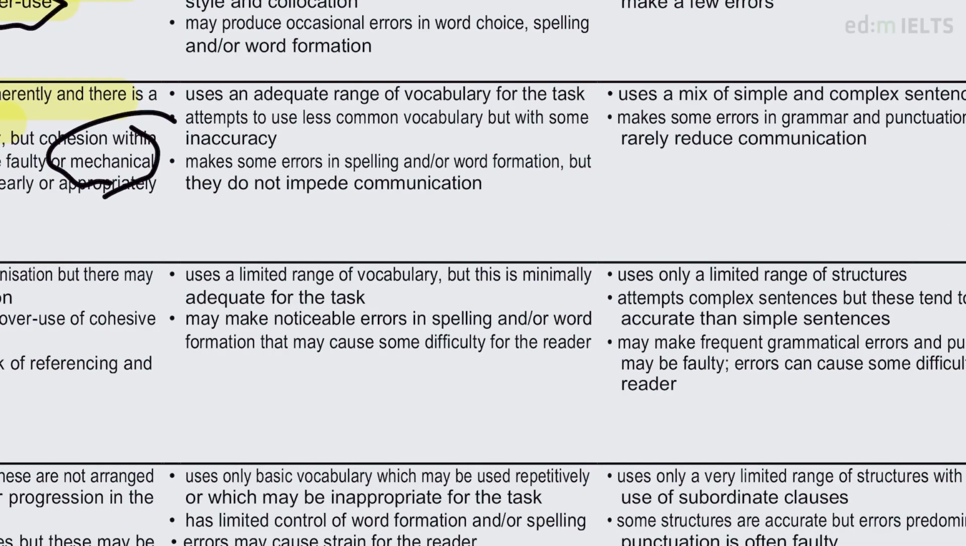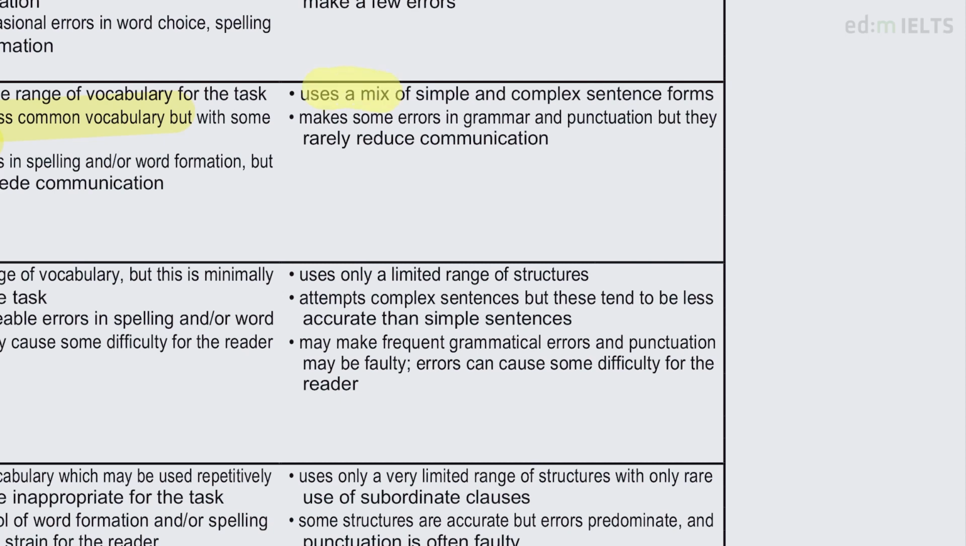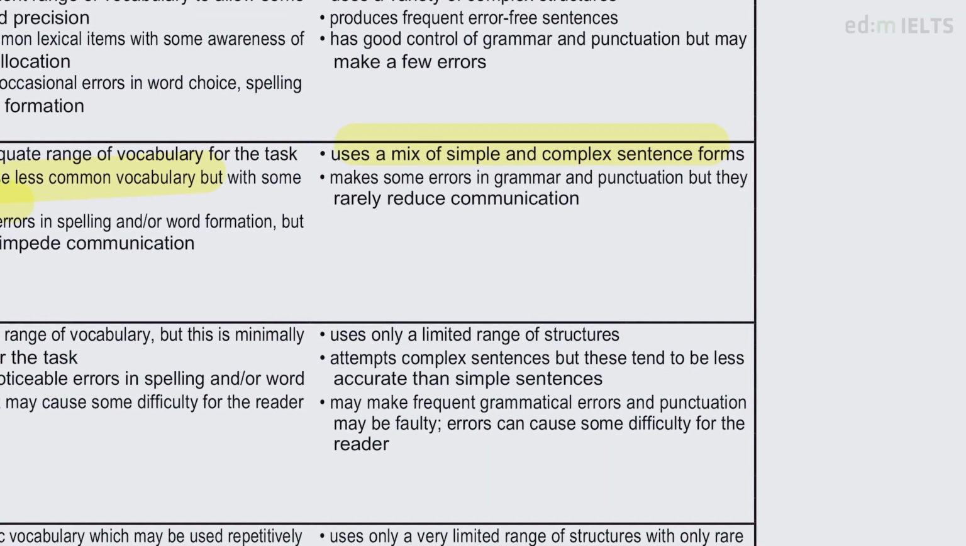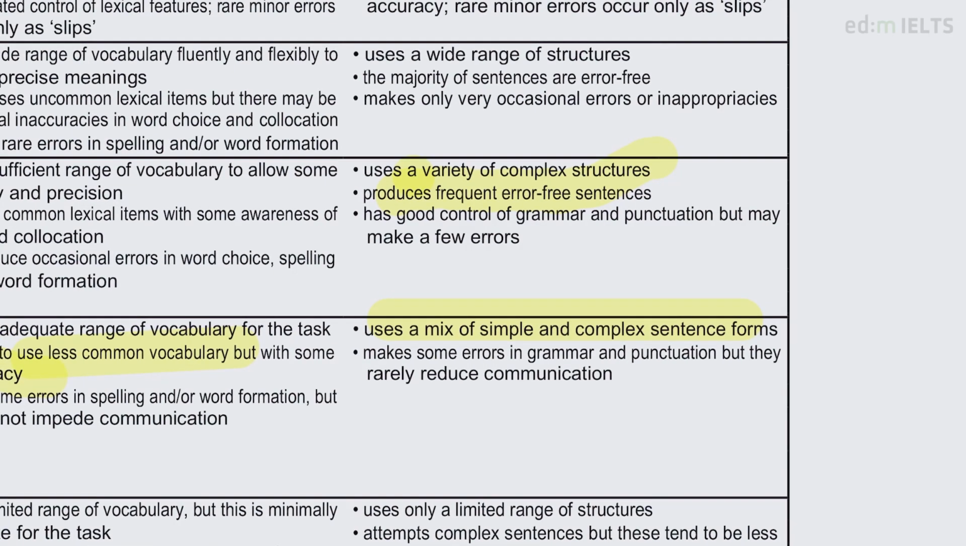Lexical resource, I thought it was a clear 6, trying to use less common vocabulary, like accounted for, but using it inaccurately. Accounting for wasn't used correctly. And grammar, a mix of simple and complex sentence forms. There were frequent error-free sentences, I think. Perhaps the errors were more with other things like the word choice. But I don't think there was enough of a variety of complex structures.